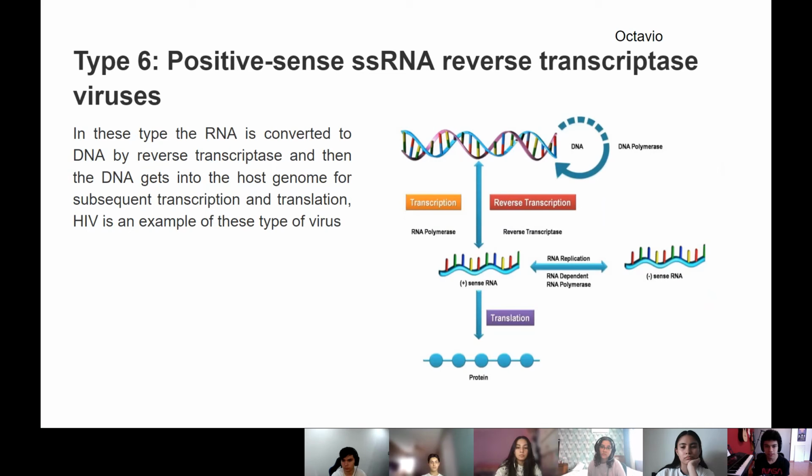Type 6: positive-sense ssRNA reverse transcriptase viruses. In this type, the RNA is converted to DNA by reverse transcriptase, and then the DNA gets into the host genome for subsequent transcription and translation. HIV is an example of this type of virus.